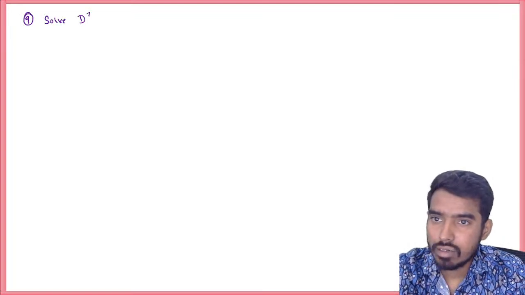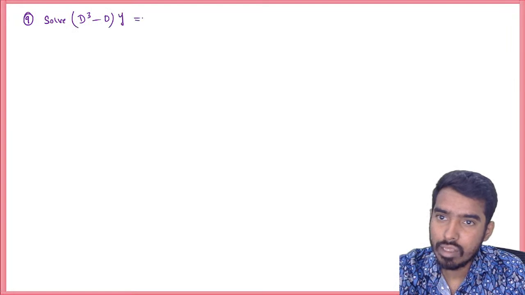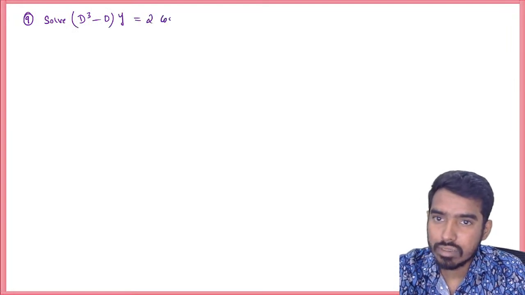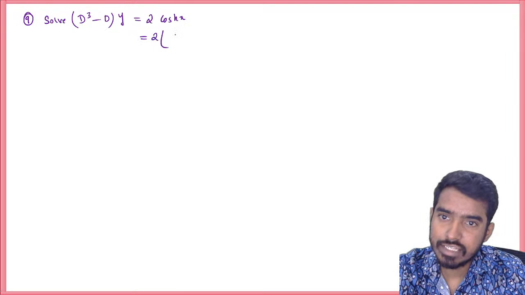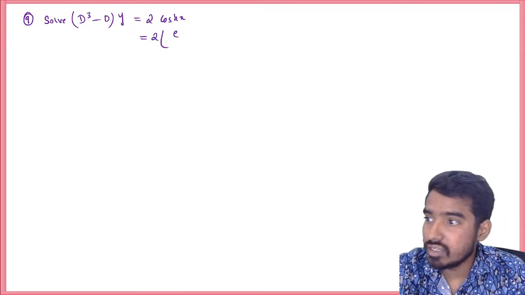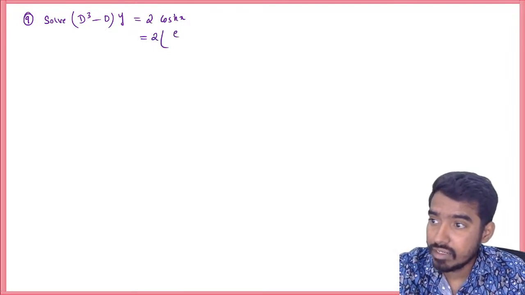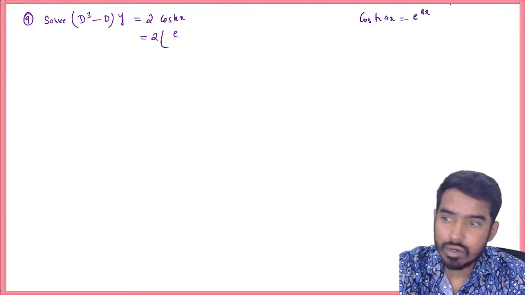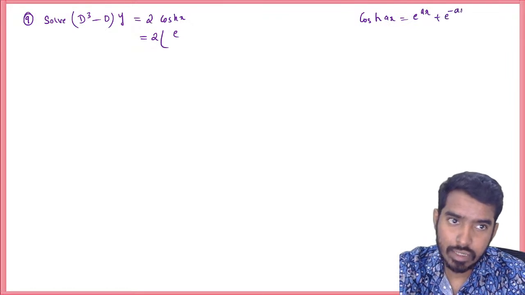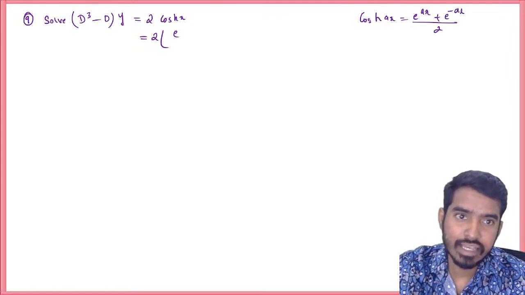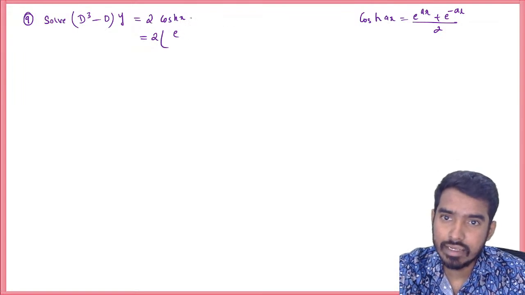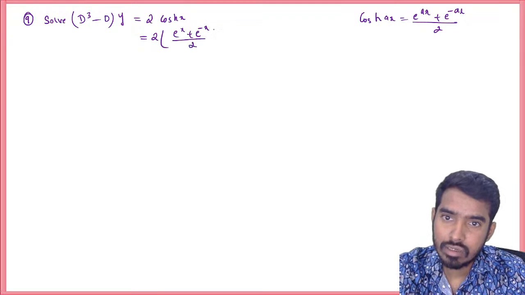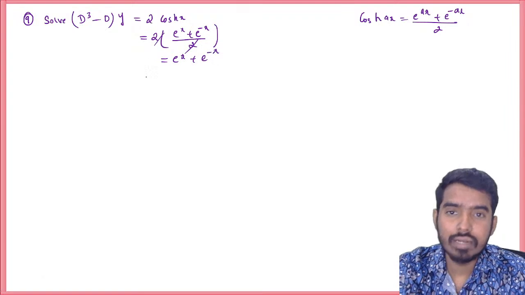So solve d cube minus d of y is equal to 2 times cosh x, right? Cosh ax is e power ax plus e power minus ax by 2. If you have minus here, you will have sinh ax. Then a is 1 here, so cosh 1x is e power x plus e power minus x divided by 2. These two will get cancelled. So e power x plus e power minus x is your RHS, right?